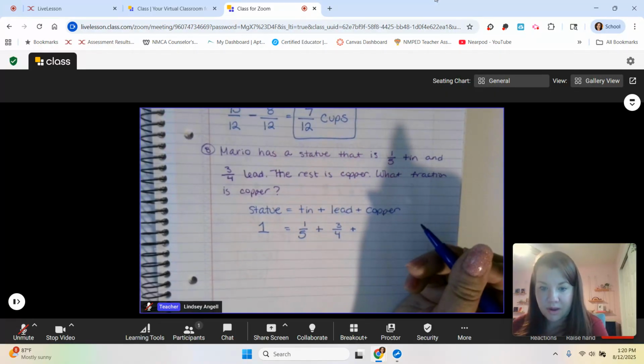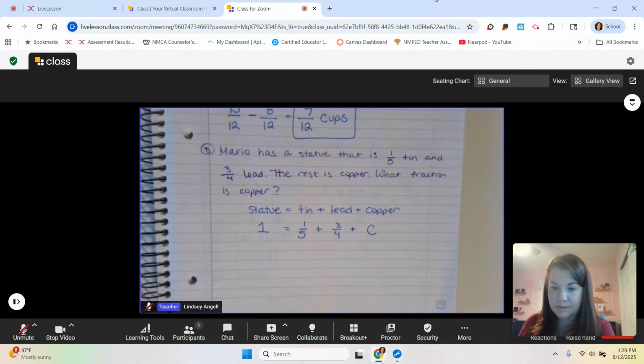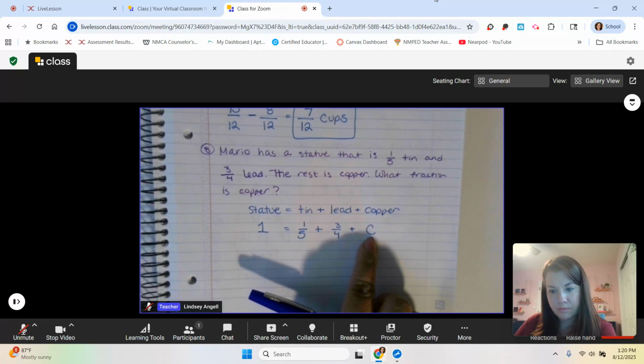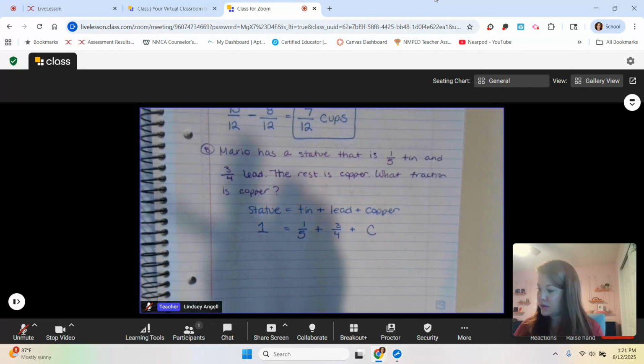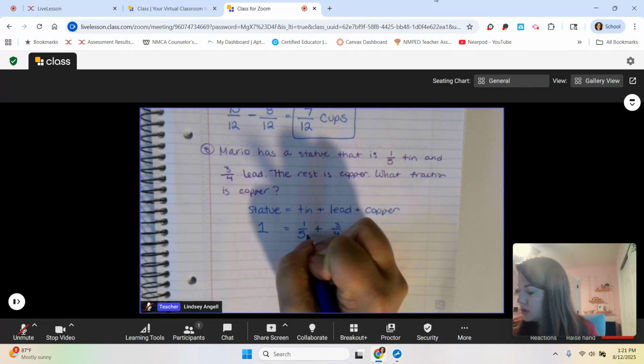So you could use a variable if you want. We could use the letter C to represent copper, right? That's our unknown. That's what we're looking for. Okay? All right. Well, now let's see here. 1/5 plus 3/4. Oof, no common denominator. So we need to first do that. We need to figure out, okay, what is the lowest number that they can both go into? Okay, and that is actually going to be where we multiply them by each other to get to 20.